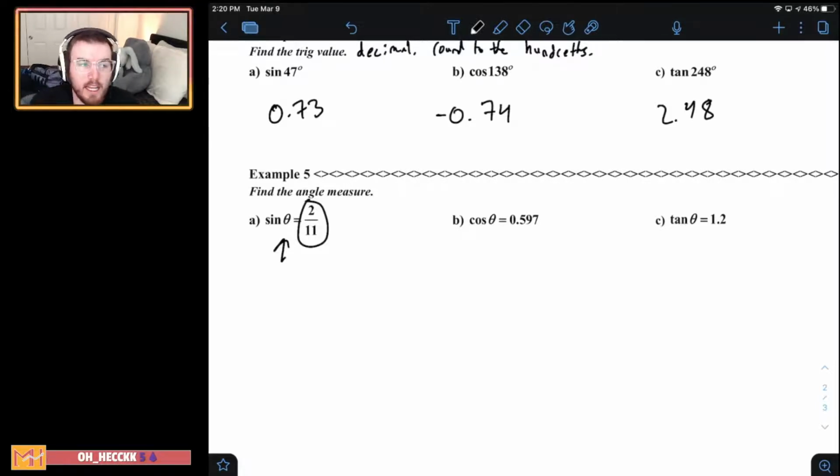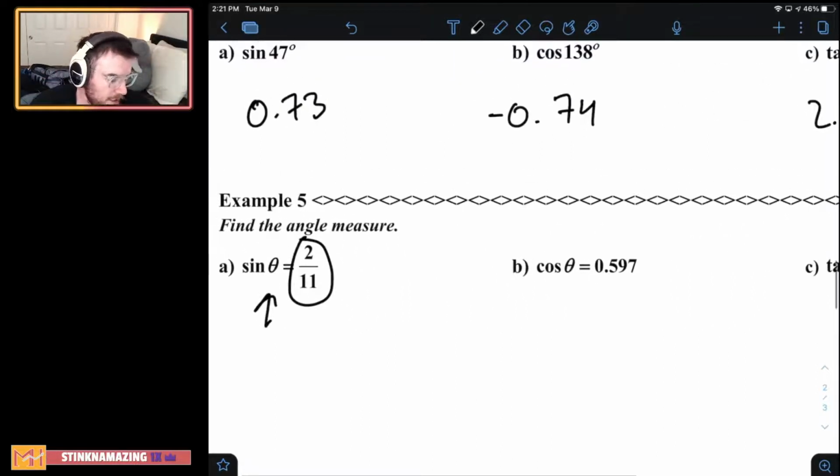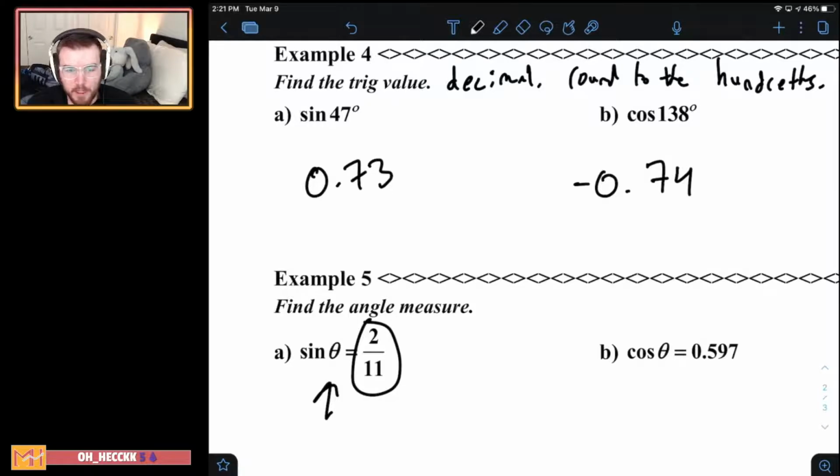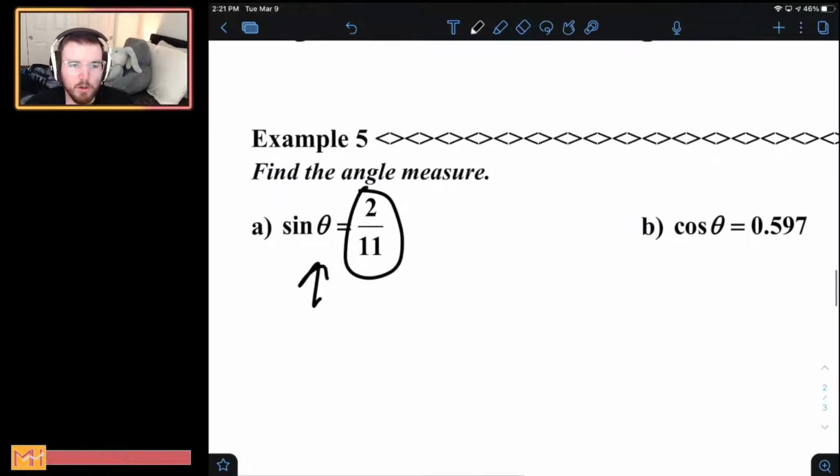Well, you're taking the sine of an angle and out spits 2 over 11. Well, what angle helped you get 2 over 11? We need to go in reverse. So sine of 47 degrees is 0.73. But what if I just gave you 0.73? How do you reverse it back to 47? How do you reverse 2 over 11 back to the angle? You use the inverse function, okay? You use the inverse function to reverse it.